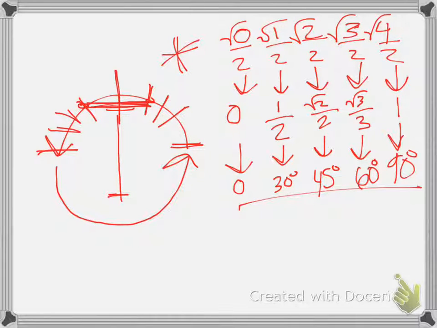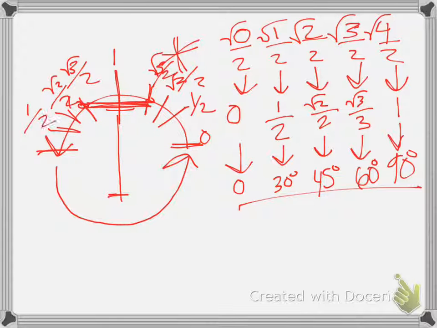So it goes 0, 1, 2, 3, and then 4, right, the root 4 over 2, which is just 1. And then we go back down, so 3, 2, so that's over 2, 1, and then 0 again. So that might help you to remember those values for sine.